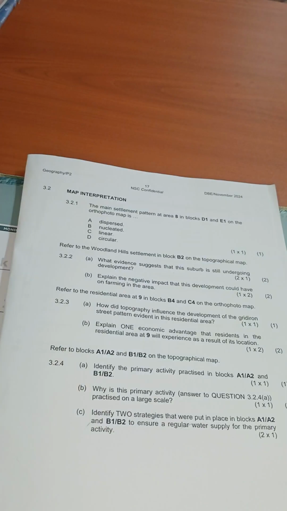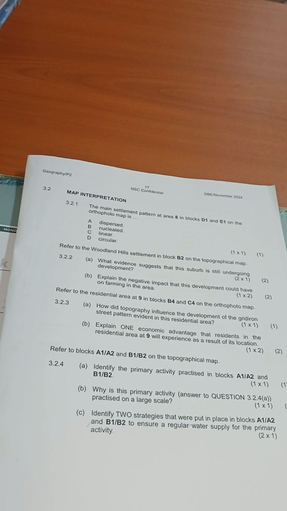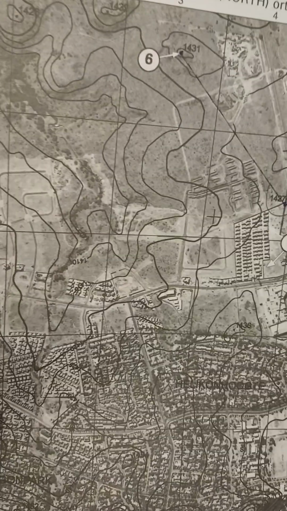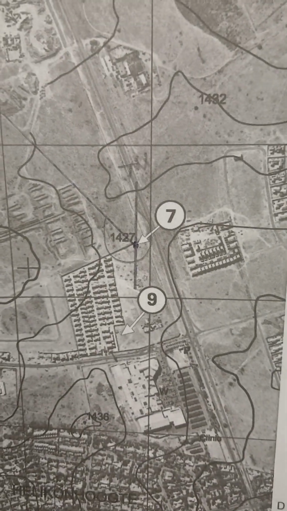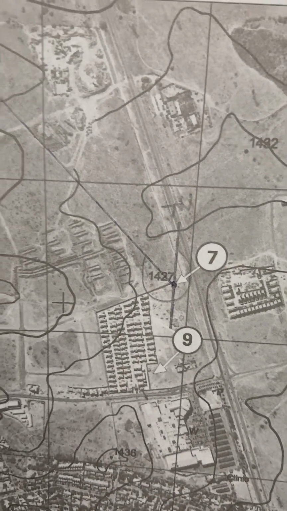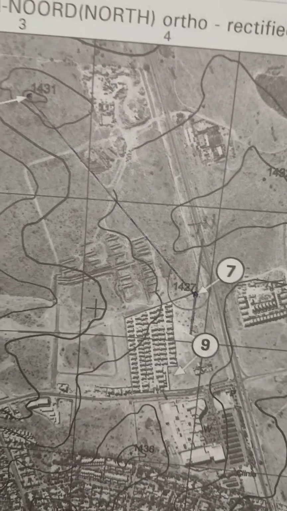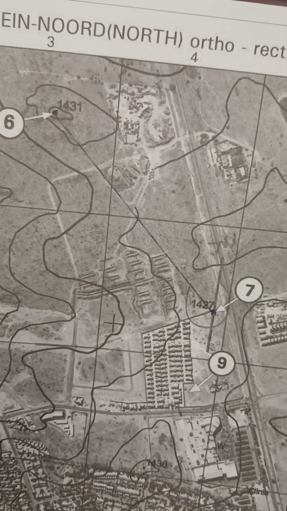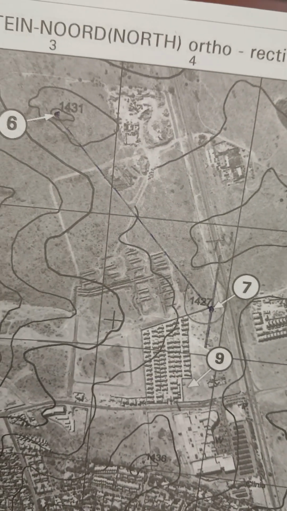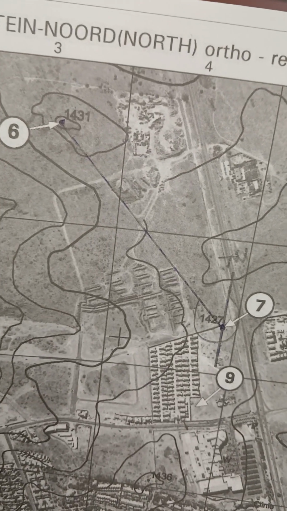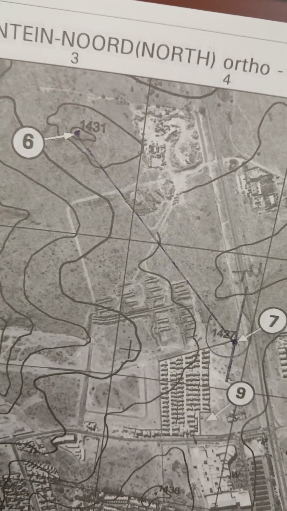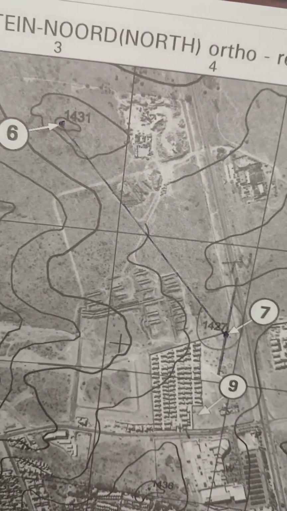Then B, explain one economic advantage that residents in the residential area 9 will experience as a result of the location. This is area 9, okay? So what are the economic advantages that residents in the residential area 9 will experience as a result of the location? We are now looking at B. There can be shorter distance to shopping center, okay? Shorter distance to shopping center. The close proximity to roads for accessibility. They're very close to the roads for accessibility. Rental land will also be cheaper.